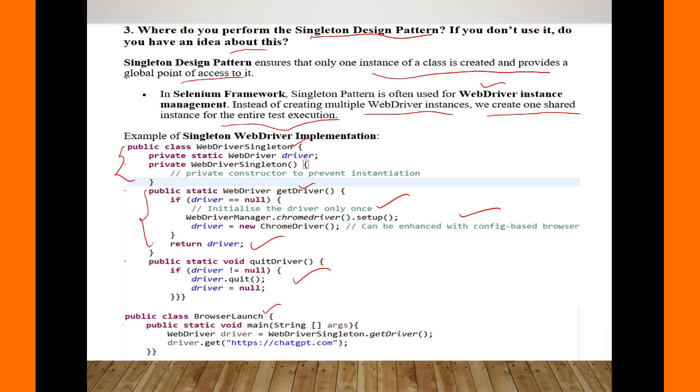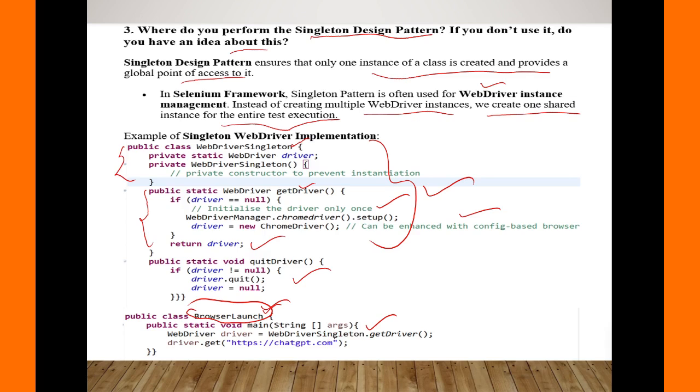Now the next thing we can do is create a test class. This is a simple example of a browser launch, but you can also set up test execution or whatever you want. The browser we have initialized here. Then we have created a class named BrowserLaunch, and here we have to call the method.